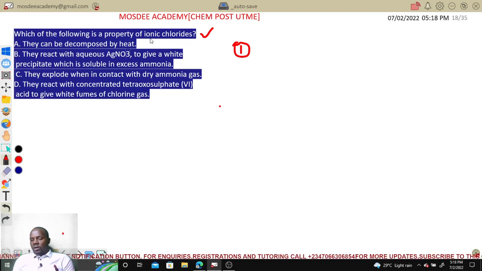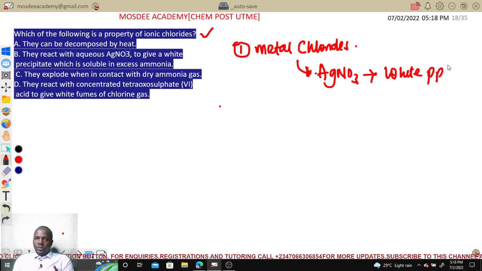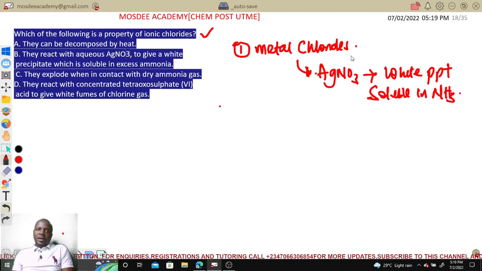What we call ionic chloride, you know it's a chloride, but it must undergo a kind of ionic bond. So ionic chloride is metal chloride. You can just keep that, metal chloride, because most metals undergo ionic or electrovalent bonding. So note that most metal chlorides react with AgNO3 to give you a white precipitate soluble in ammonia. That's one characteristic of most metal chlorides, like FeCl2.